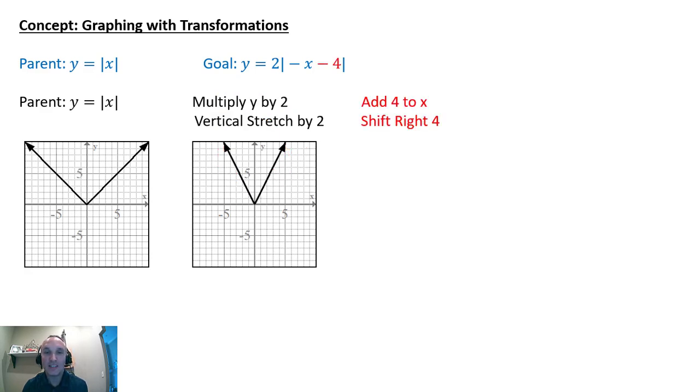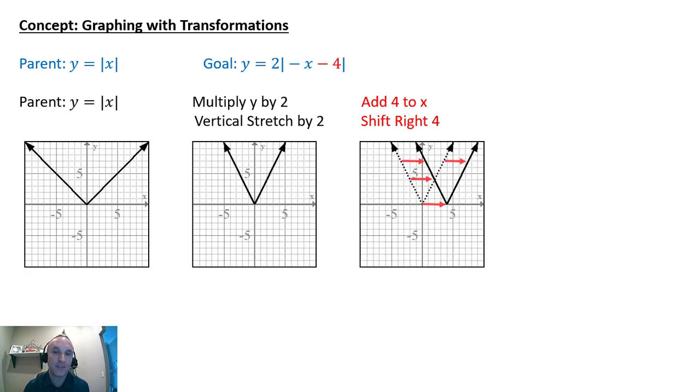Now, inside the absolute value, we see a -4. Now, what that's going to do to the graph is actually add 4 to the x values, which is going to shift the graph to the right 4 units. If you add 4 to every x value, it's going to shift to the right. So we take our previous graph and we slide it, or we translate it to the right 4 units.